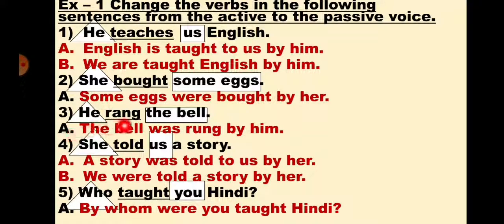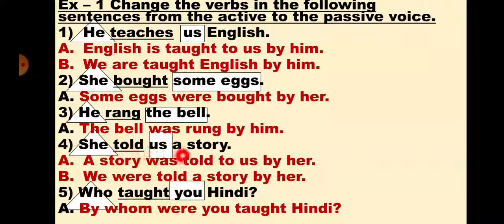Third, he rang the bell. He is a subject, rang is a verb, the bell is an object. So object will come into a subject place, the bell. Bell is a singular, so we'll use verb was. Rang will change into third form of verb, that is rung. The bell was rung, add by, he will change into him when it comes into an object place. The bell was rung by him.